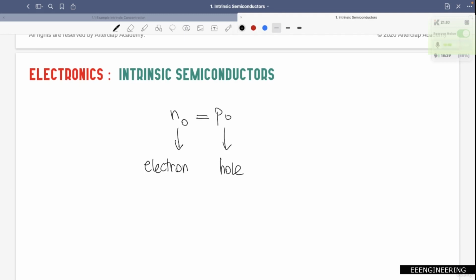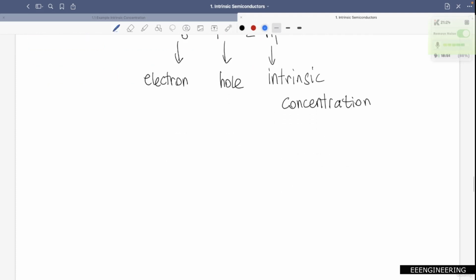So N0 is equal to P0. They are equal to Ni, and this one is called intrinsic concentration. And we have a formula for that, and that's actually the whole idea behind this lecture. So Ni is going to be equal to B times temperature, and this B is, by the way, a coefficient, which I will give you the details later.